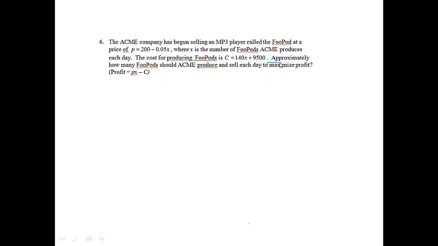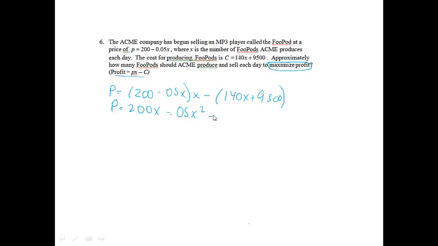So we want to maximize profit, so I need a formula for profit, and nicely you are given the formula for profit. So we're going to have profit equals P, which we know was 200 minus 0.05x times x, minus the cost, and the cost is 140x plus 9,500. Okay, from here I'm just going to simplify this out a little bit. I'll have the profit is equal to 200x minus 0.05x squared minus 140x. Notice this will be minus 9,500 because it's minus the whole entire thing.